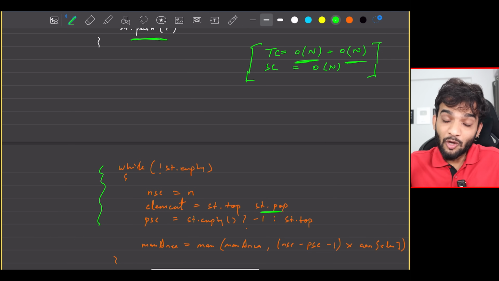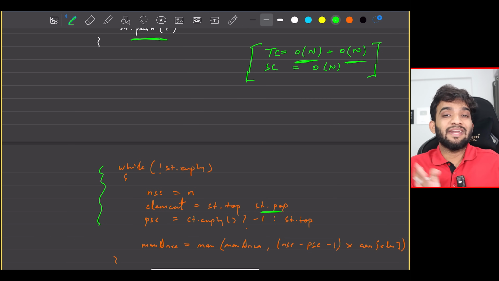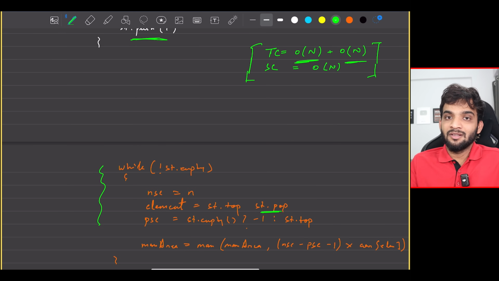And I hope you understood it. If you haven't, please have your concepts for next smaller element clear. So that will be it for this one, and I hope you have understood everything.